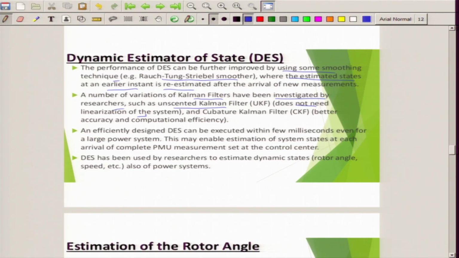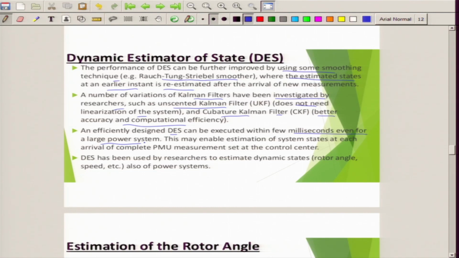In the conventional dynamic estimation of states, which considered just the conventional Kalman filters, there was the requirement of linearization. Here in this case there is no need of linearization. And the cubature Kalman filter is known for better accuracy and computational efficiency as well. So an efficiently designed dynamic estimator of states can be executed within a few milliseconds even for a large power system.